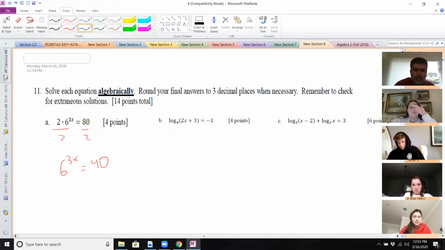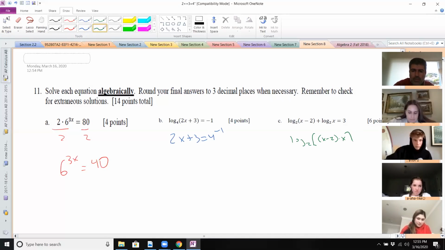So here you want to say 2x plus 3 equals 4 to the negative 1. And here, you're going to want to combine these two: log base 2 of x minus 2 times x equals 3.